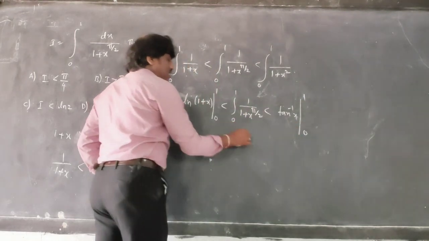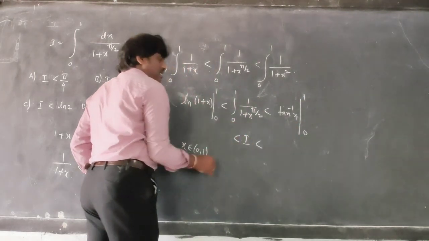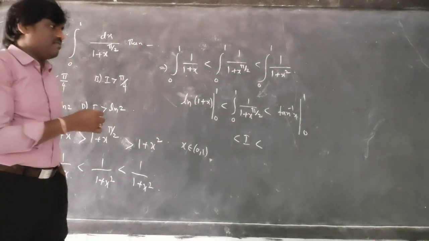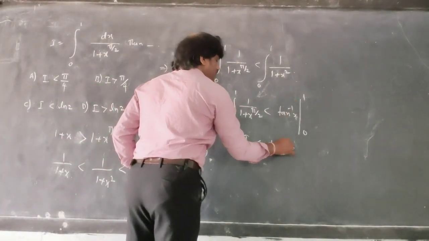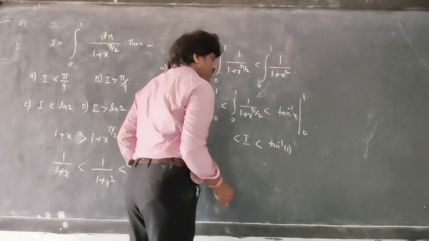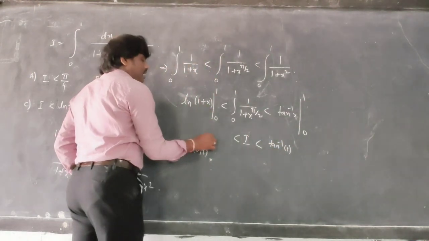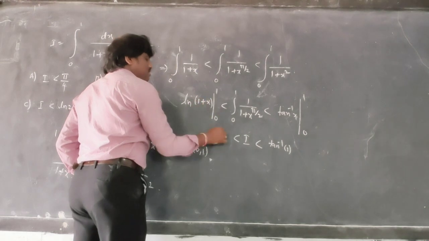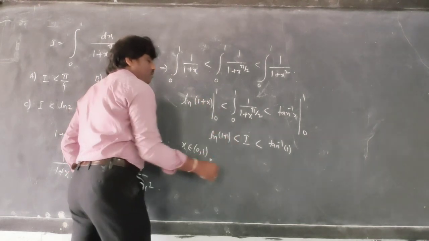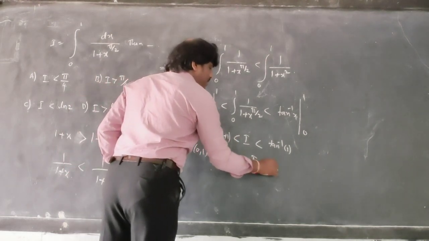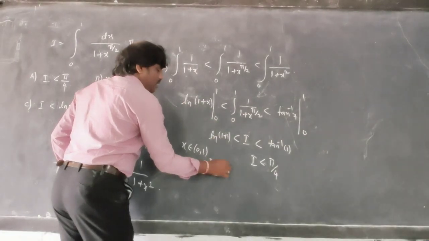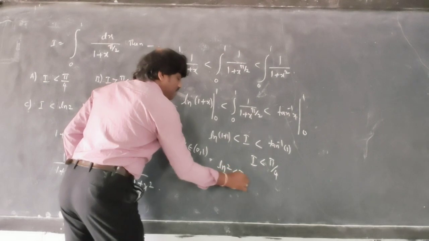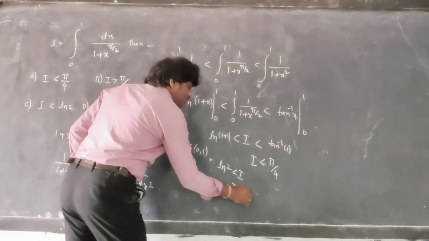So what I am getting here is I, the question itself. Tan inverse 1 minus tan inverse 0, and that is 0 only. So I get tan inverse 1, and here I get ln of 1 plus 1. So I less than pi by 4 I got, and ln 2 less than I. It means I greater than ln 2 I got.